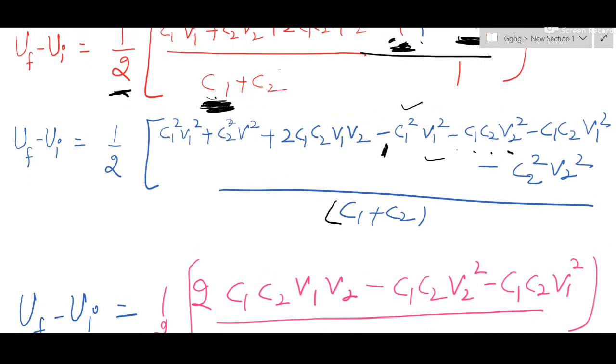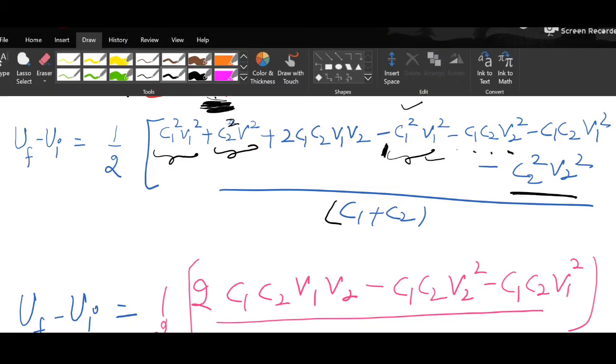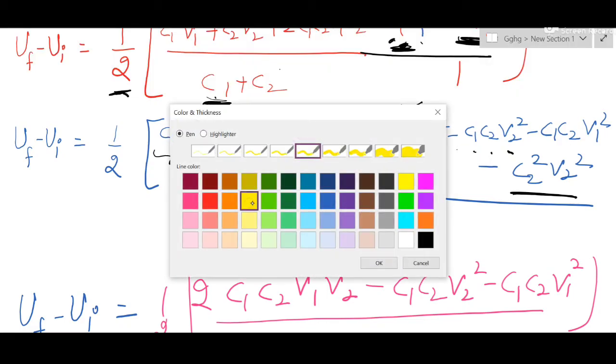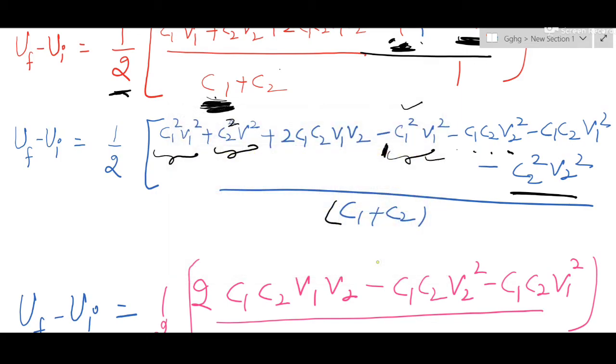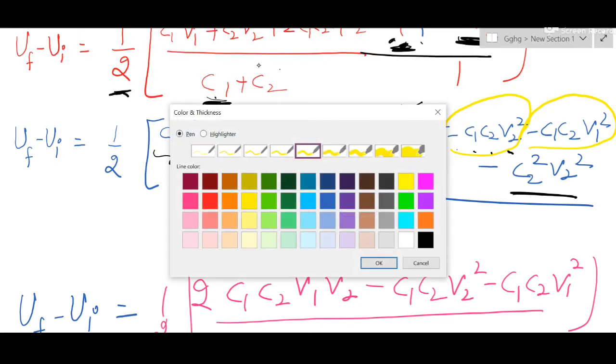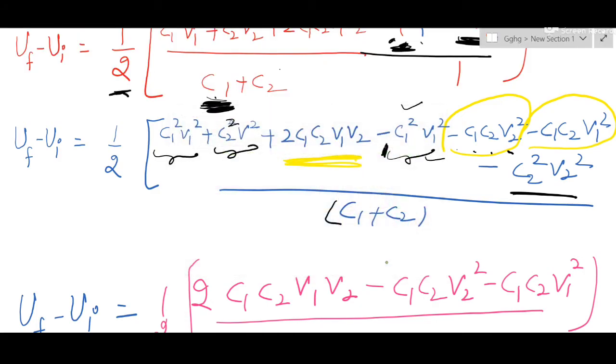Now when you write this, you will observe that certain terms are getting cancelled. This term is getting cancelled with this term, and this term C2 V2 square is getting cancelled with this term. If 4 terms are cancelled, how many terms will be left? That can be easily seen. The terms left will be this and this with sign and this. So 3 terms will be left with sign. Let us write those terms down.